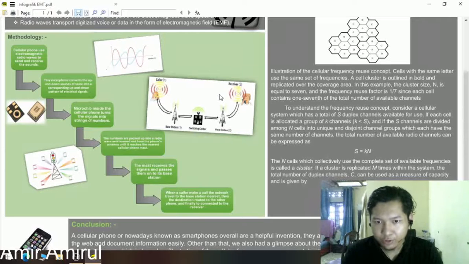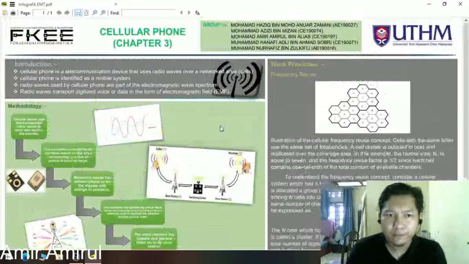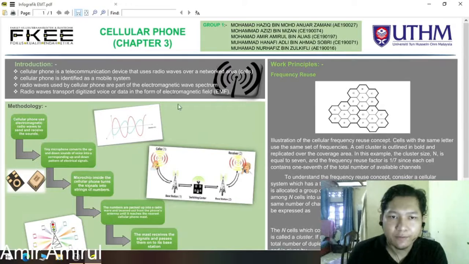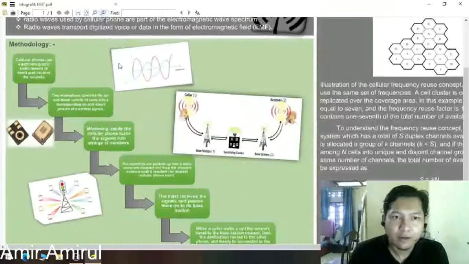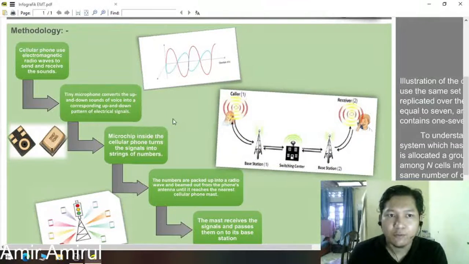For the subject, we choose chapter 3, electromagnetic wave. The first subject we choose is the appliance of cellular phone for chapter 3, and I will present the methodology. The methodology is how the phone works. First, the cellular phone uses electromagnetic radio waves to send and receive sound. It's not using fiber optic or any cable. It just uses electromagnetic radio waves as the medium to transfer the sound.